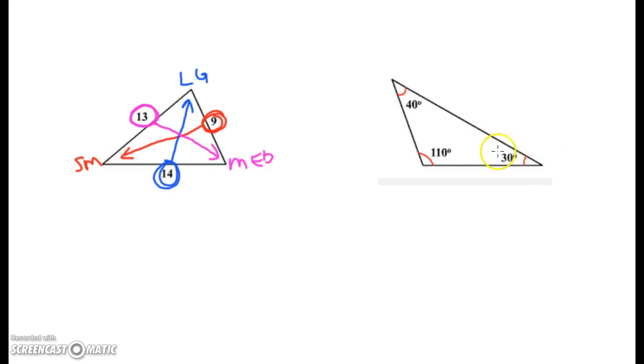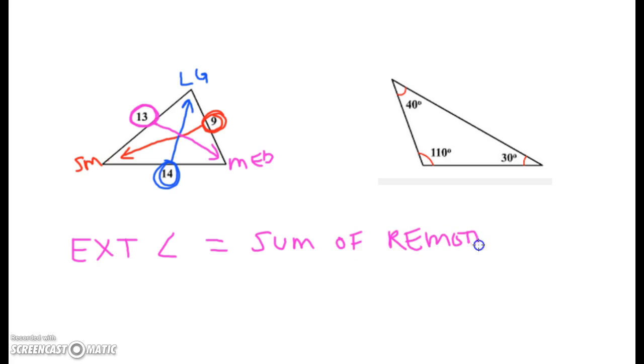Now, this 30 is the smallest angle. So if I go across from it, this side has to be the shortest side of the triangle. And this 40 is the medium angle, so you go across, and this has to be the medium side of the triangle. All right, one more theorem we're going to learn really quick. It's called the exterior angle theorem. The exterior angle is equal to the sum of the remote interior angles.